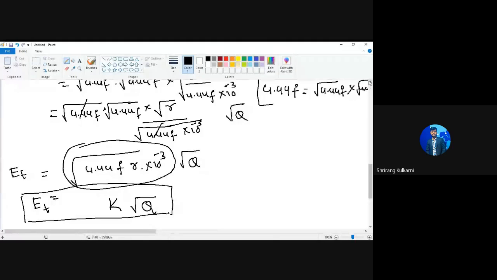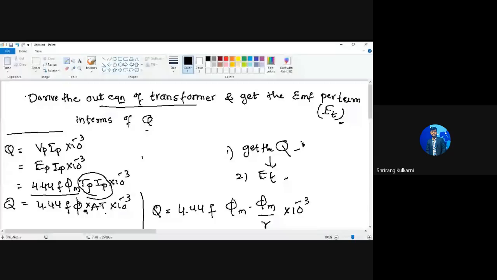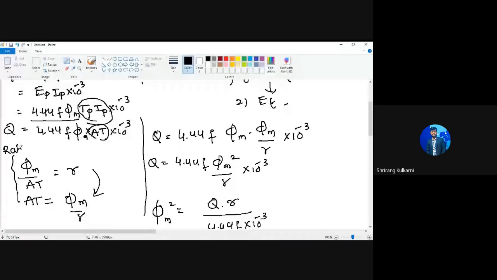What have you done? So Q we have taken, VP we have written, the equation we have written, and we have got Q in terms of 80. So Q we have written as 4.44 frequency, flux, 80. So next what have we done? This ratio we have considered. With the help of this, flux by 80, flux by mmf, that is equal to r, that is the constant.